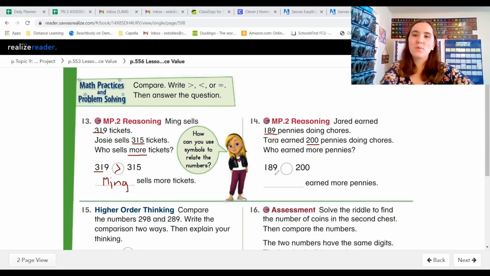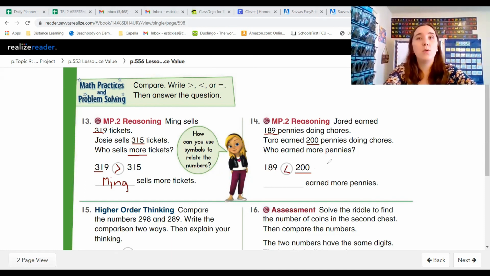Okay, let's look. We're going to look at the hundreds place first. I have a 1, and then I have a 2 in the hundreds place. Well, is 1 or is 2 bigger? 2 is bigger, so that means 200 is the greater number. So I'm going to point my symbol towards the 200 because it's bigger. And then now I need to decide who actually earned more pennies. So is that Tara or is that Jared? That's Tara, because Tara earned 200 pennies. So I'm going to say Tara earned more pennies.